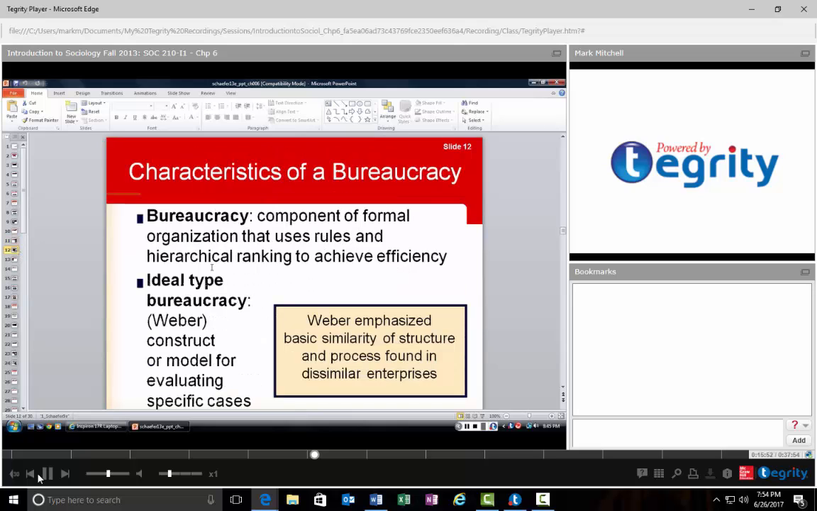All right, so here we go. We're going to start looking now at some of the characteristics of a bureaucracy.